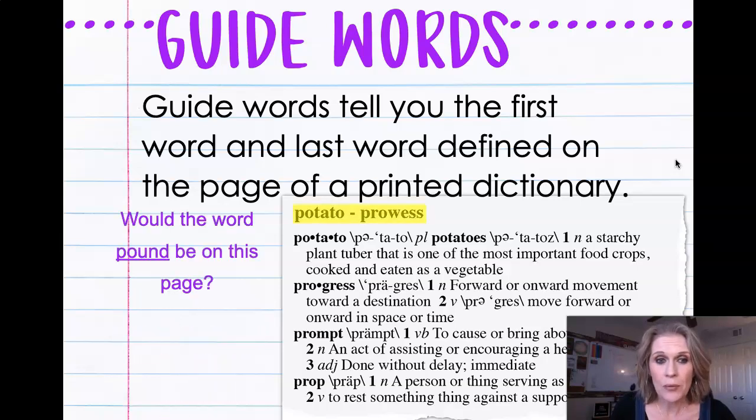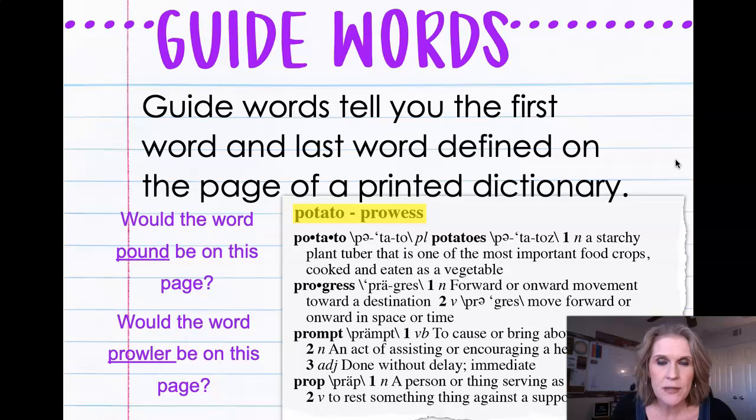Would the word pound be on this page? Using our alphabet, right? Yes, it would, because the word pound would fall in between potato and prowess if you were putting them in alphabetical order. Would the word prowler be on this page? No, because the last word on this page is prowess. And if you do your alphabetical order, prowler would come after. So it's most likely on the next page of the dictionary.